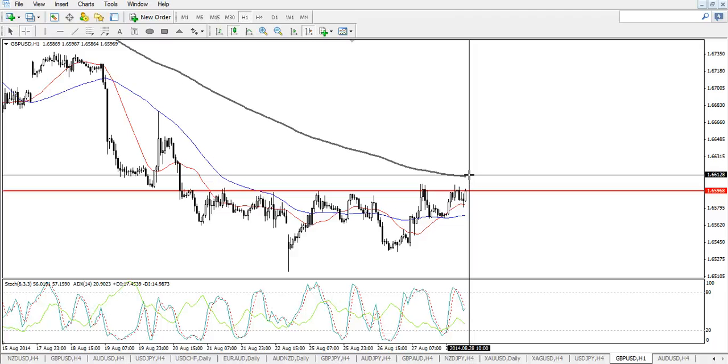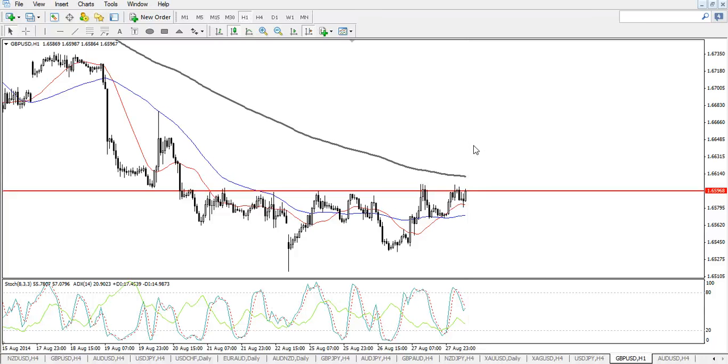make sure that your stop loss is set above the 200 moving average, at least 20 to 30 pips or 40 pips away, probably at the price of 1.6643. That would be a good level for your stop loss.